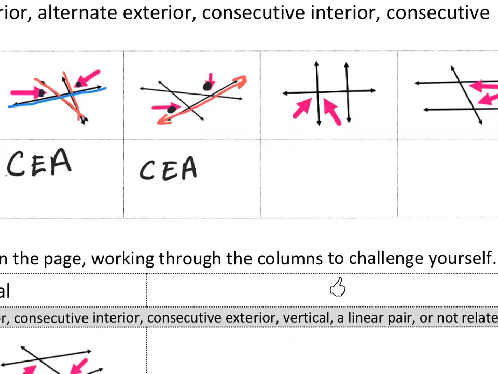This one is from yesterday. These are two angles that together, they're right next to each other and they form a straight line. So we're going to call those a linear pair.